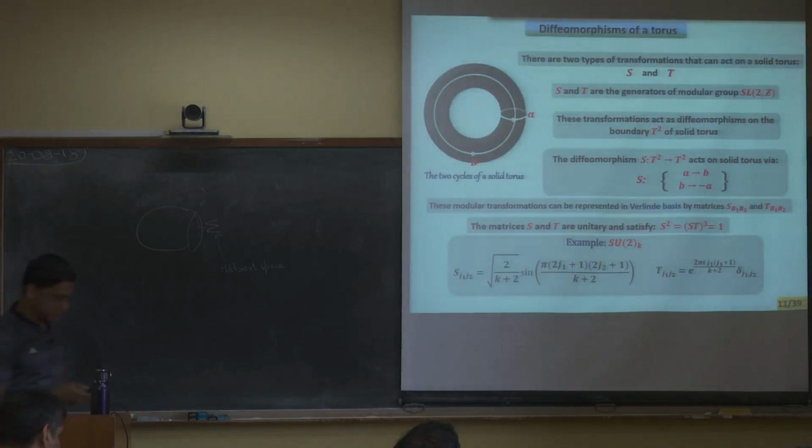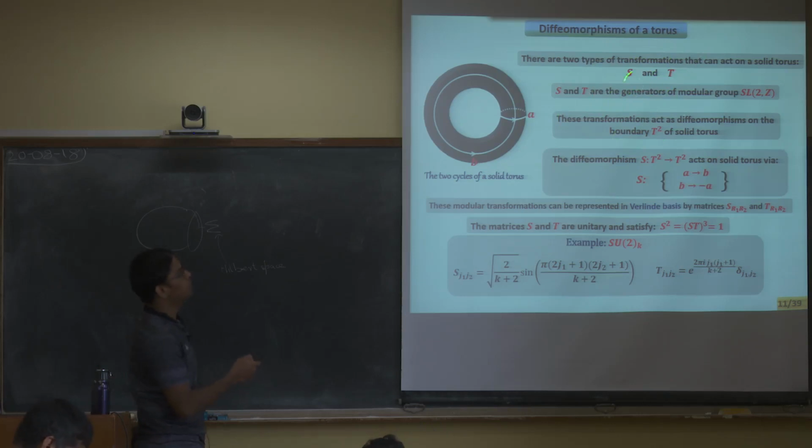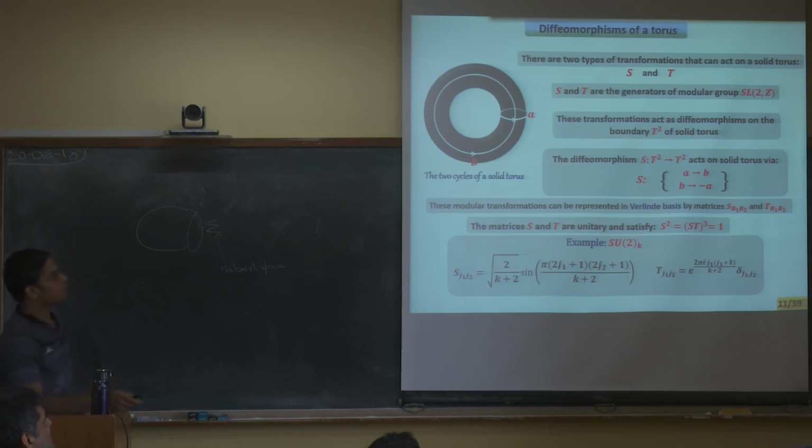Okay, so this is an example of how we can do the diffeomorphism on the torus. There are two types of diffeomorphisms which you can do on the torus. These are called S and T, which are the generators of the modular group SL2Z. The S transformation exchanges the two cycles, like Shiraz was saying. Do you want PSL2 or SL2? SL2. You don't want the T part. No. Then S and T do all the job.